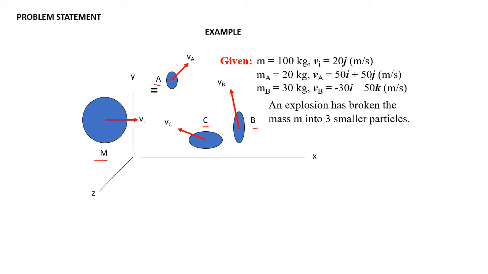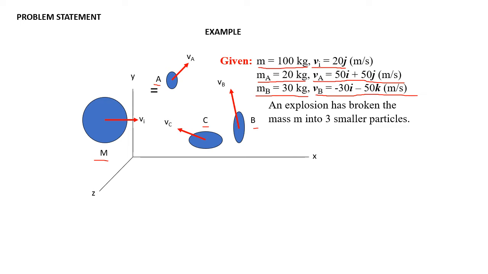Now they tell us that the original mass M is 100 kilograms and has an initial velocity v sub I of 20, acting purely in the j hat direction. Mass A over here after the explosion is 20 kilograms and has a velocity vector of 50 i hat plus 50 j hat meters per second. Mass B has a mass of 30 kilograms and a velocity vector of negative 30 i hat minus 50 k hat in meters per second.